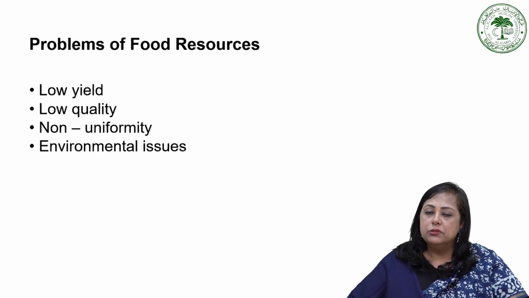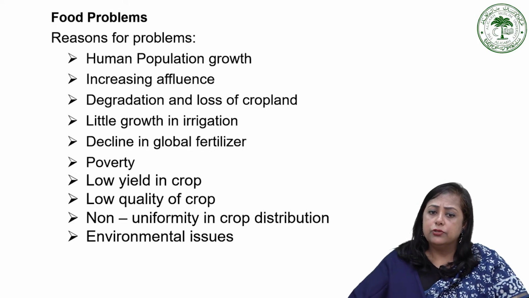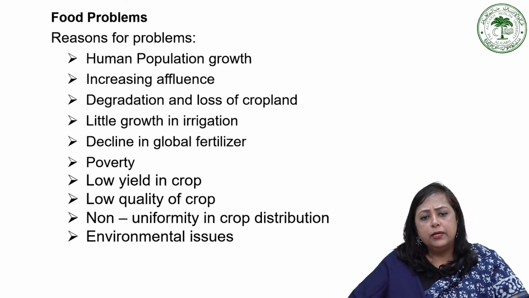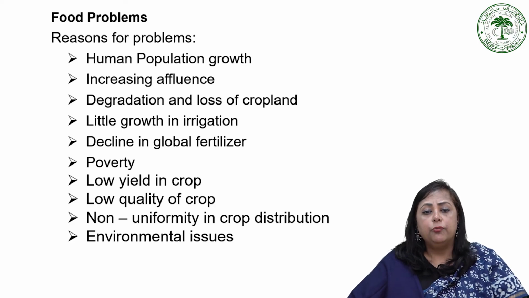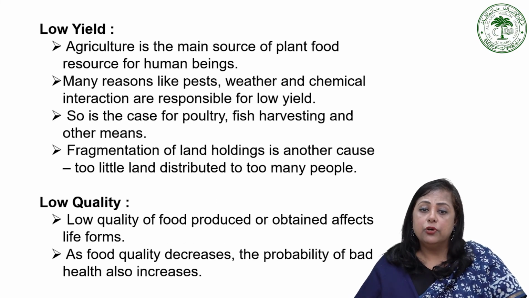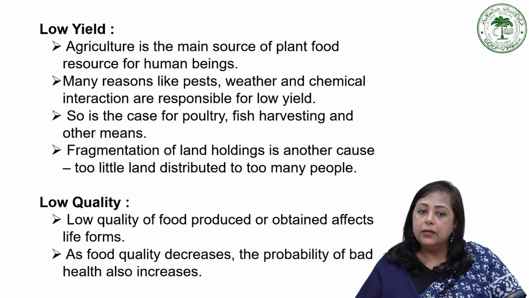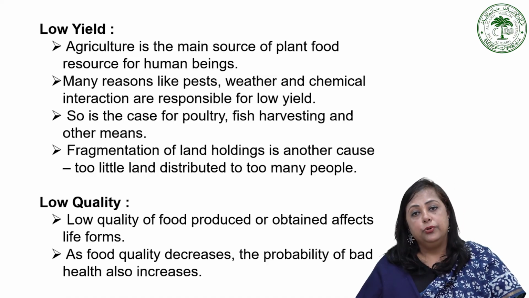Problem of food resources: low yield, quality, non-uniformity, environmental issues. So these are the problems. And the food problems, reasons for problems: human population growth, increasing affluence, degradation and loss of cropland, little growth in irrigation, decline in global fertilizer, poverty, low yield in crop, low quality of crop, non-uniformity in crop distribution, environmental issues. Low yield agriculture is the main source of plant food resources for human beings. Many reasons like pest, weather, and chemical interaction are responsible for low yield.